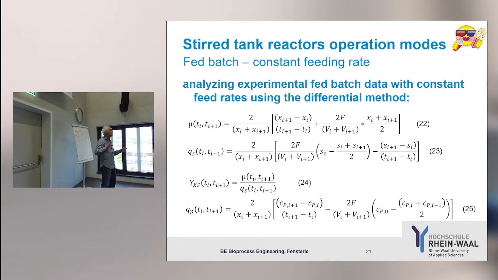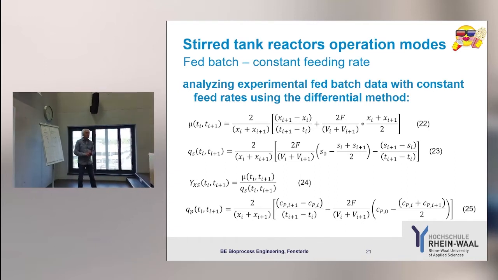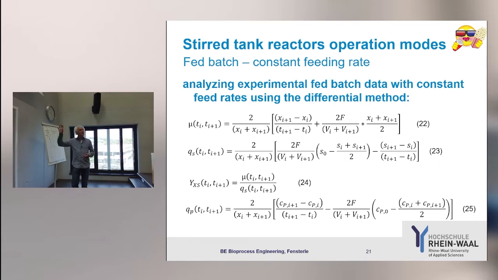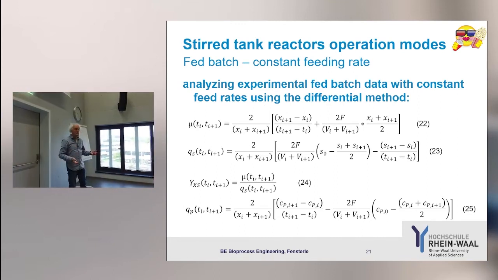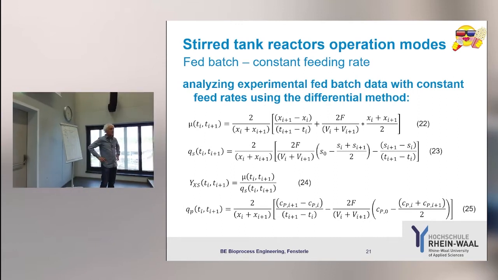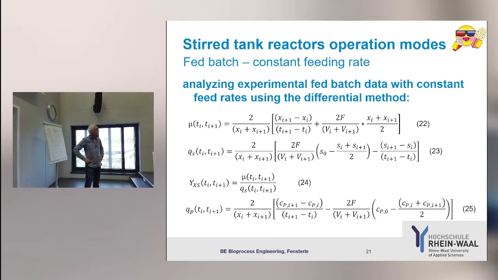Are these formulas only correct if the volume is approximately constant, qS is constant, our feed rate is constant? Who says yes? Hands up. There are 3 hands. Who says no? Hands up. So the question is if they always hold, basically. Can I use these equations if my feed rate is not constant, or my volume is not constant, or my biomass is not constant, and so on? You say yes, you can use that? Who says no, you can't use that?